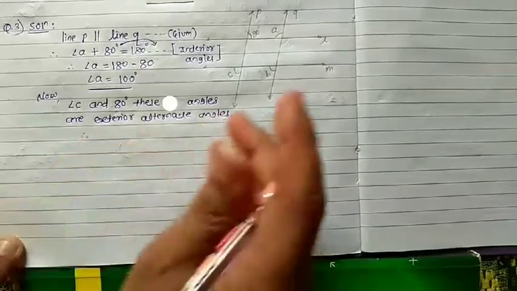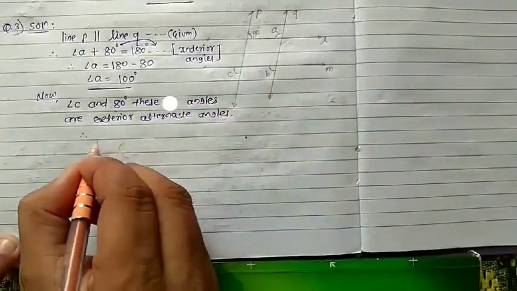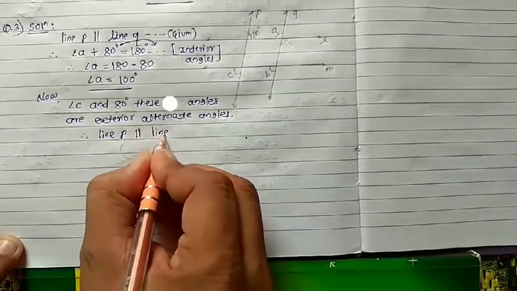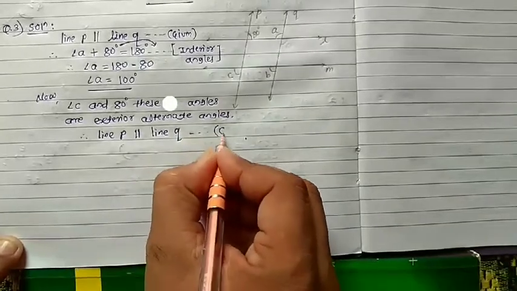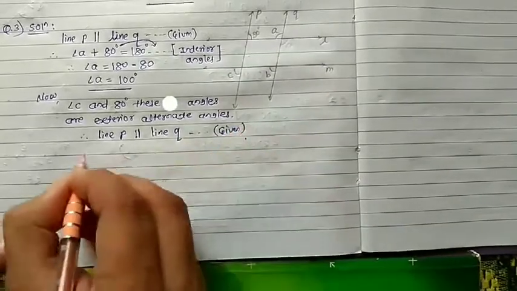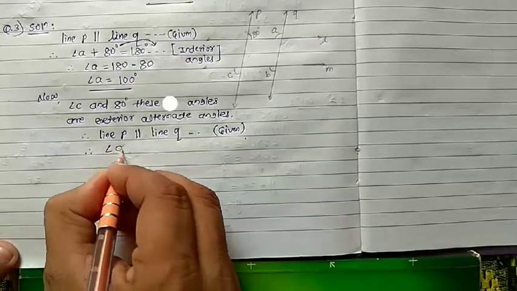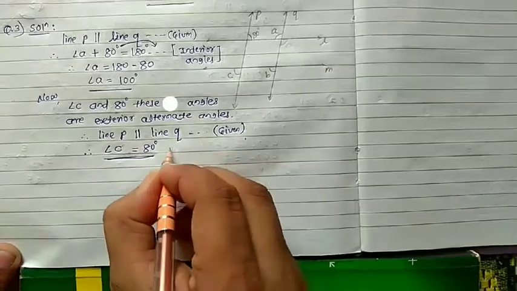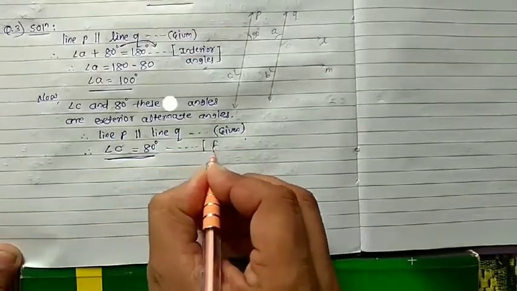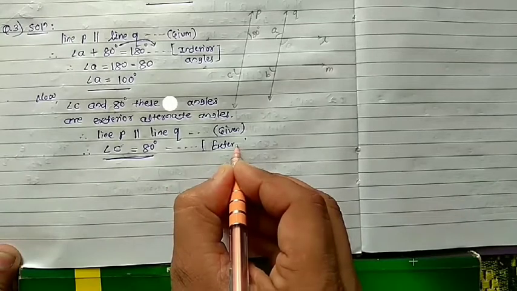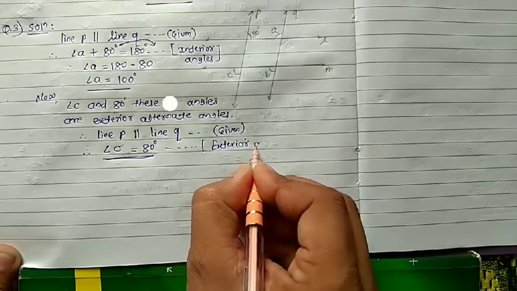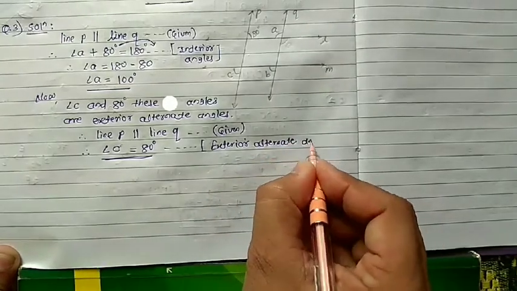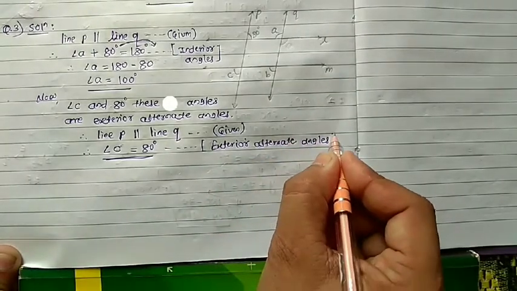So therefore two lines are parallel. Line P is parallel to line Q. The reason is again given. So therefore angle C is equals to 80 degree. Reason is same. Exterior alternate angles. So this is the value of angle C.